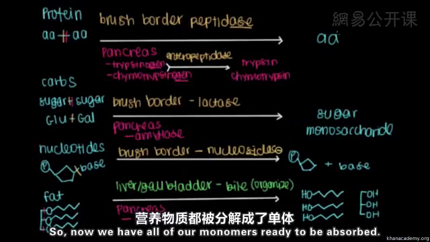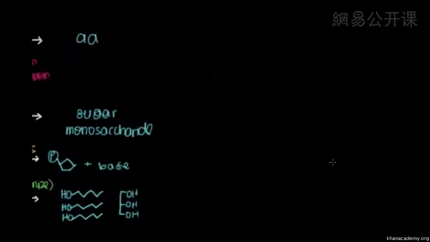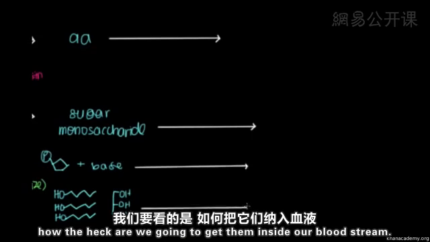Alright, great. So now we have all of our monomers ready to be absorbed. How does the absorption process work? Let's take a look. So now we're so close. We've got all of our monomers, but we need to figure out how we are going to get them inside of our bloodstream.